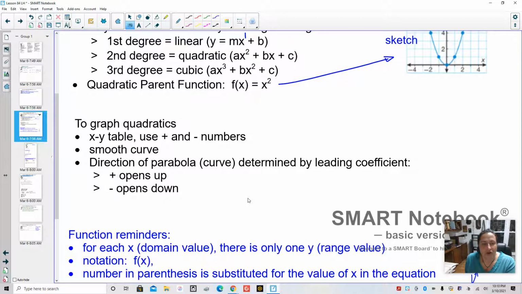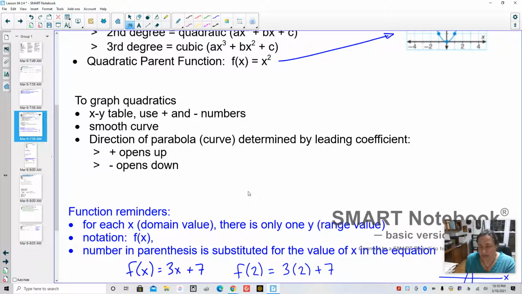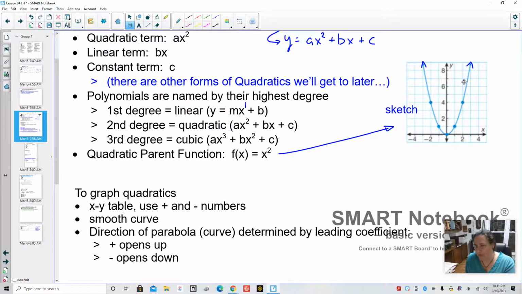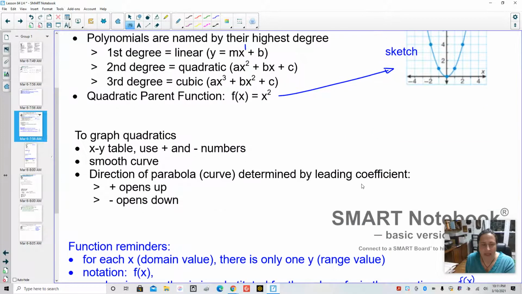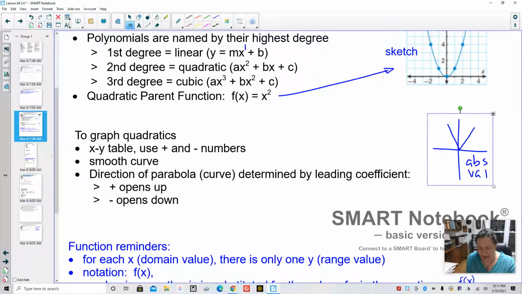To graph quadratics, we can use an XY table. That's what we're going to do today. And we're going to use positive and negative numbers because we want to get both the left and the right of the origin. And we're going to make a smooth curve. When you come to a V, these are actually absolute values. Okay, so we don't want to do that. We want to make it a nice smooth curve here at the bottom.